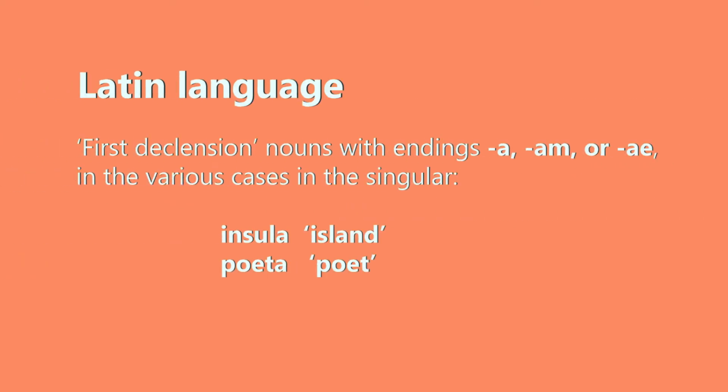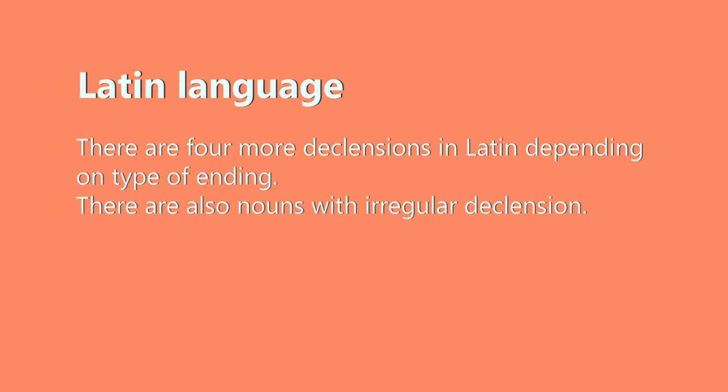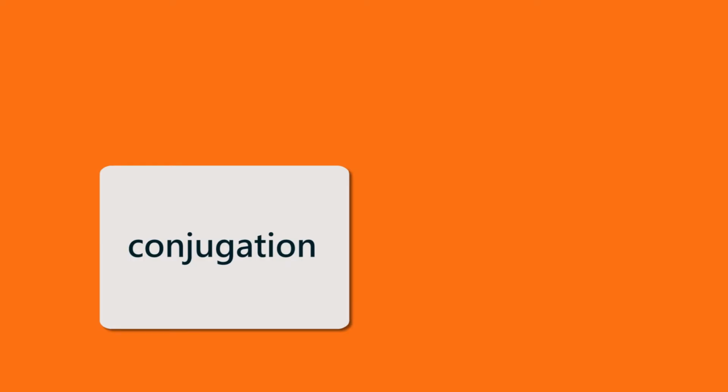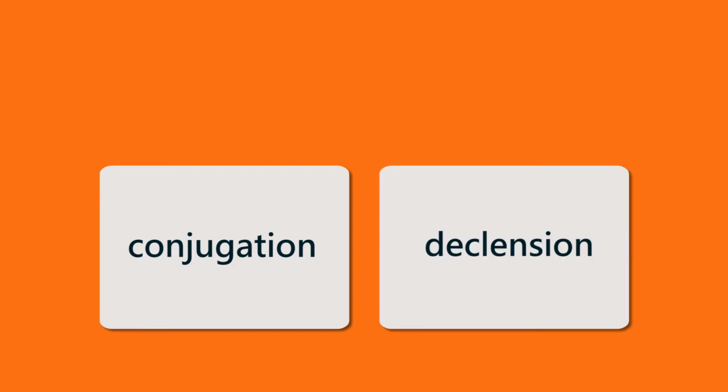Even in Latin, in addition to conjugation, you have declension. So you have first conjugation for verbs, you have first declension for nouns. For example, insula in Latin is island, and poeta is also a noun, poet, and these are declined differently. In Latin, you have 4 declensions, depending on type of ending, and then you have irregular declensions. Do you remember in the previous video we had conjugation, now we have declension. Both of these are different forms of inflection.